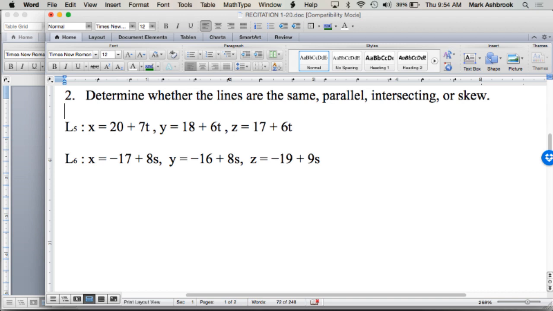So here's two different lines. How are we going to figure this out? The first thing you want to do is group these together. Can we conclude that they're the same or parallel, or rule that out? How would we do that? So let's start with, can we say yes, they're the same or parallel, or no, they're not? What would we look for? Yes, sir? Does that have to be the same exact direction vector? Scalar multiples of each other, right? So what's our direction vector for L5?